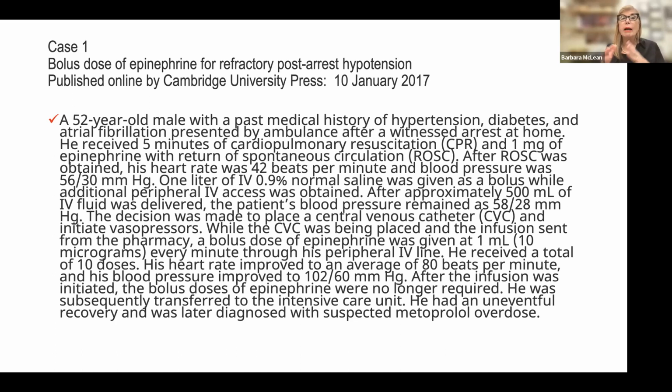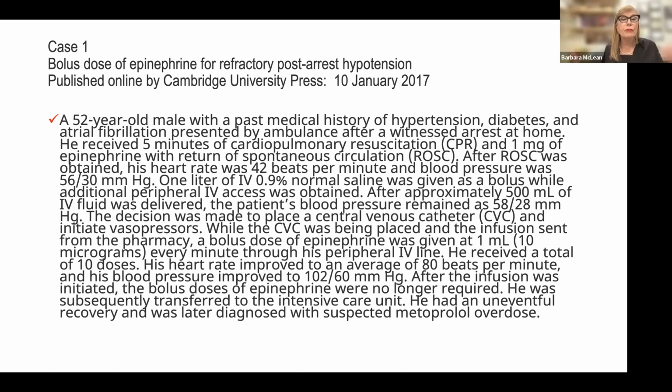Okay, so he gets an IV, the IV he had probably in the ED or in the ambulance. He gets 1 liter. He gets another IV, he gets another 500 of IV fluid, and his blood pressure is still low. He's really not a fluid responder. He's 58/28. So now we're going to place a CVC, and we've ordered vasopressors, but pharmacy says it's going to take a few minutes. So the doc says, I'm going to give him a bolus dose of epinephrine at 1 mil. That's 10 micrograms, every minute through his peripheral IV line.